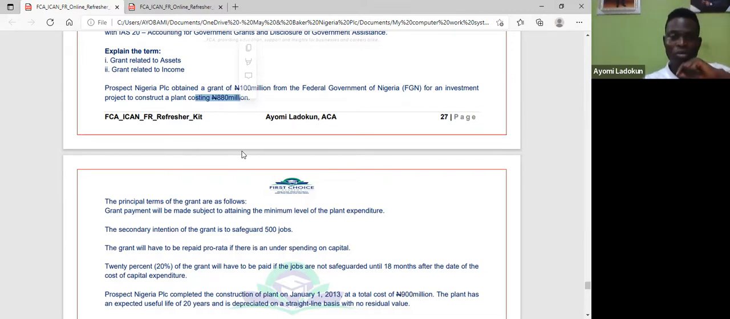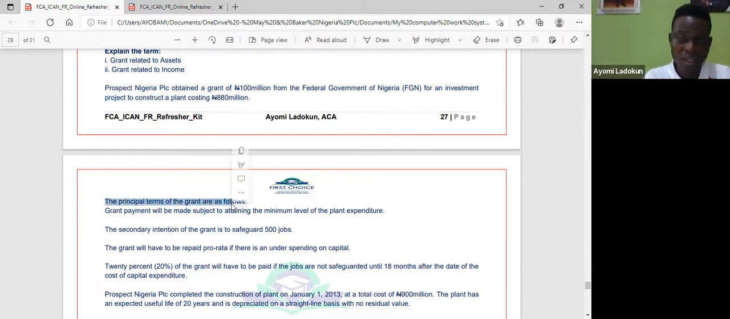Okay, so apart from that, how will I know that this is grant related to income or grant related to assets? If you see here, it said investment project to construct a plant. So obviously this is grant related to assets. Okay, so that's how to determine that. But grant related to income is always very straightforward. There's not much accounting issue around that. Now, say the principal terms of the grant are as follows. Those are the conditions. Can you see that?